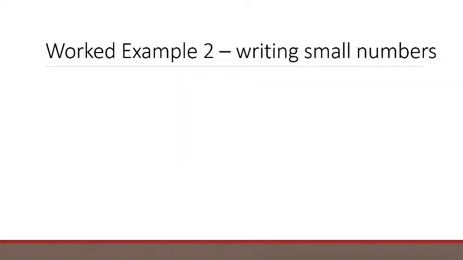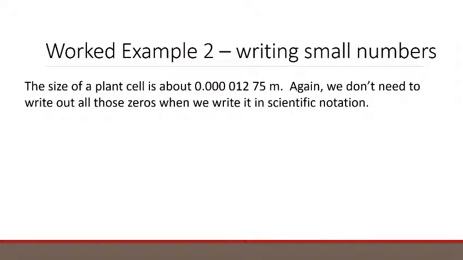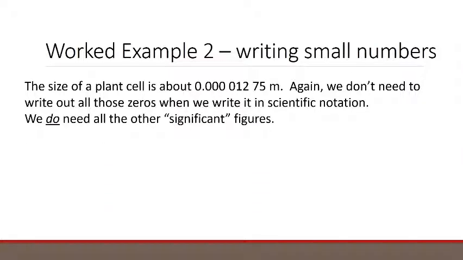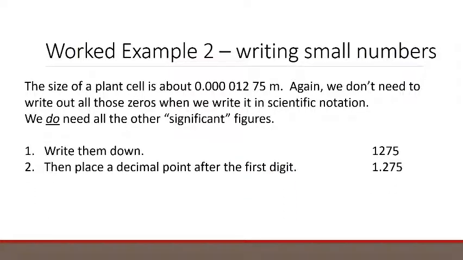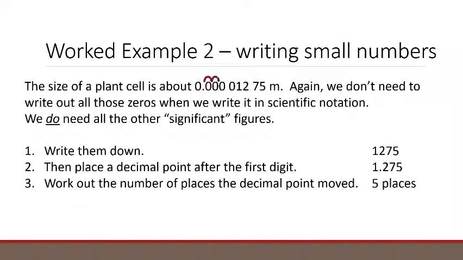In worked example 2, we're going to write small numbers. The size of a plant cell is about 0.0000125 meters. Again, we don't need to write out all those zeros when we write it in scientific notation. We do, however, need all the other significant figures. So we write them down. 1, 2, 7, 5. And again, we place a decimal point after the first digit, 1.275.